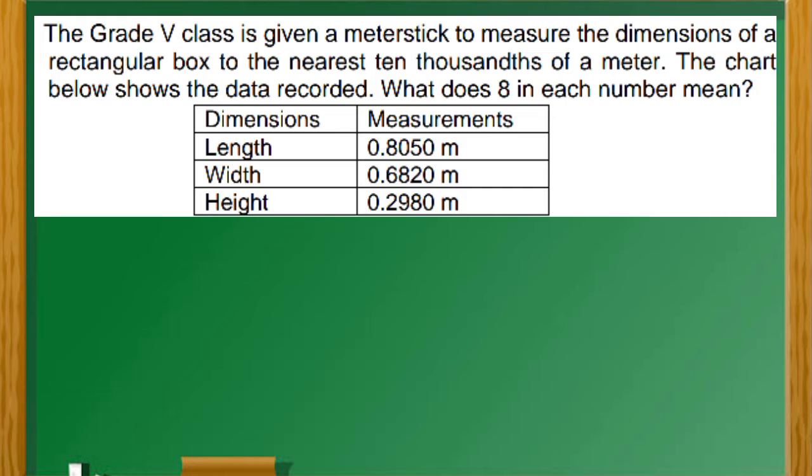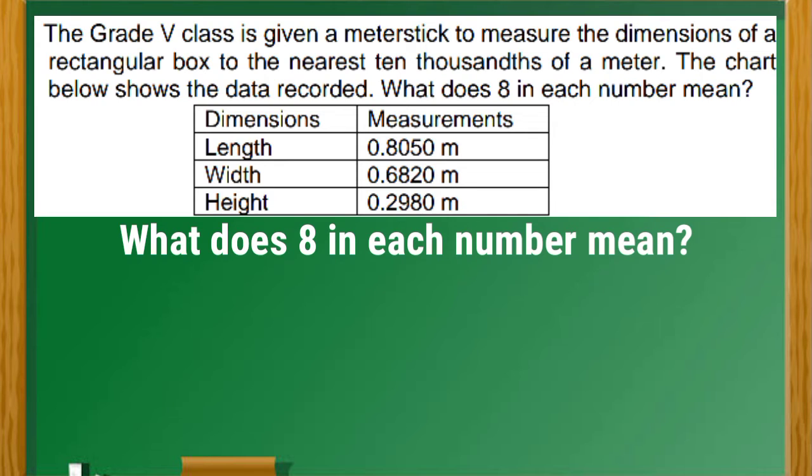We have here the width. The width measures 0.6820 meter, and it can be properly read as 6,820 10 thousandths. We have here the height. The height has the measurement of 0.2980 meter, and it can be read properly as 2,980 10 thousandths. In my next video, I will teach you how to write and read decimal numbers.